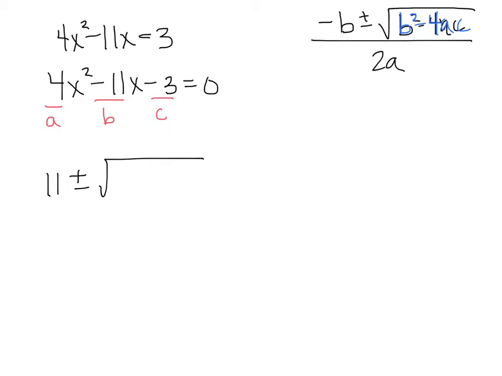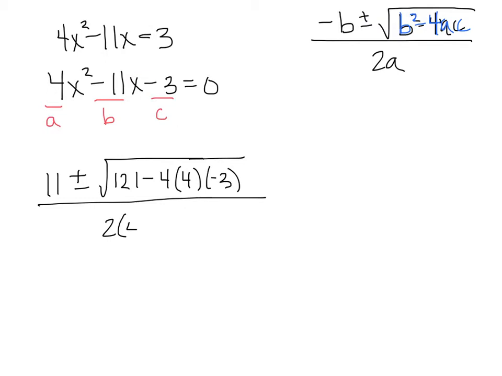b squared is 11 squared. 11 squared is 121, so I am literally going to write 121 straight in there. Minus 4 times a, my a is 4, my c is a negative 3. All divided by 2 times a, or 2 times 4. Now the easiest way to do this without making a mistake is to simplify everything under the root first. In other words, find your discriminant first.